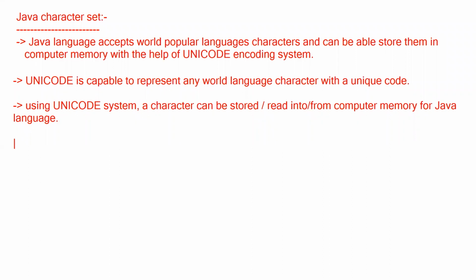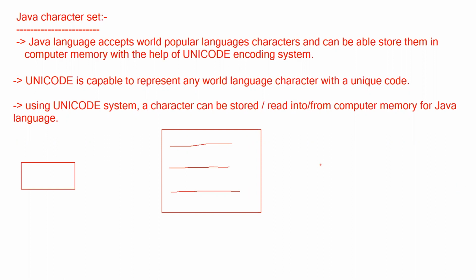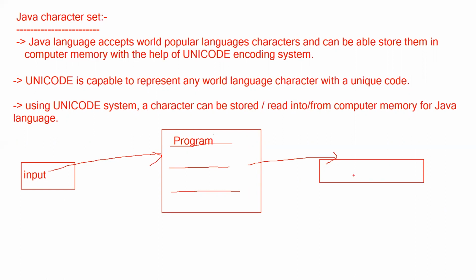So how does the conversion happen? For example, suppose this is a program. To this program, I am giving some input, and it will produce some output. The program will accept any character and be capable of producing output. All right. So now here the character I'm giving is something like A. A is the character which I'm giving here.